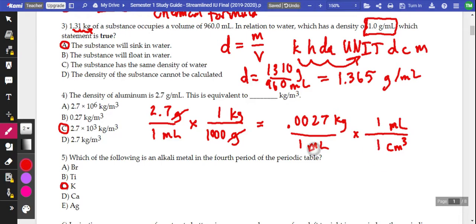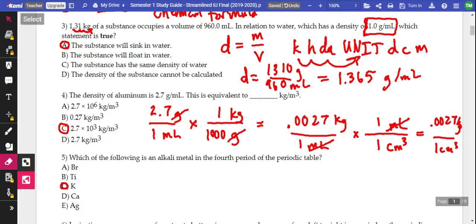So our answer is not really going to change, but it is going to change our units. This is going to turn into 0.0027 kilograms per 1 cubic centimeter. So we're not there yet, but we're close. We now have something in some kind of cubic meter. It's just not regular cubic meters yet. So I'm going to clean this up a little bit and do this last step.